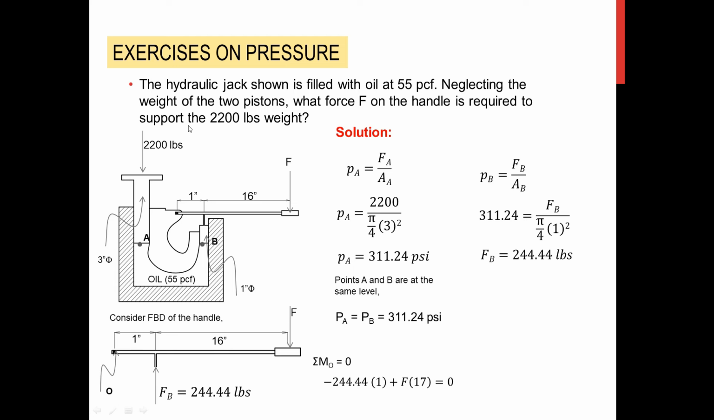While that of the force F from O will have a clockwise direction. Therefore, plus F times 17. That will be equal to 0. And therefore, the required force will be derived. F is equal to 14.38 pounds. So that is about this problem.